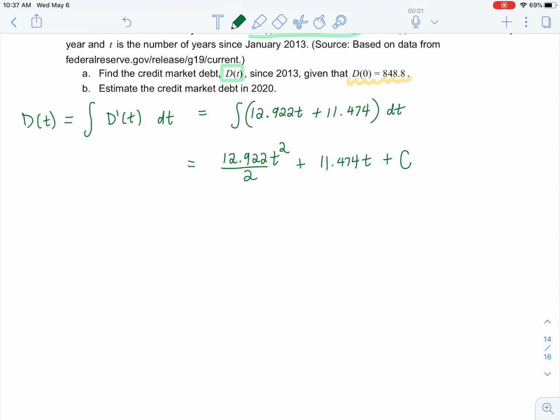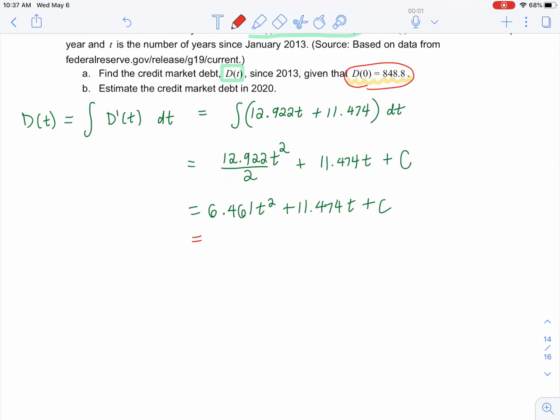Now, I don't want to call this d of t yet because I want to find what c is. Let me see if I can simplify: 12.922 divided by 2 is 6.461 t squared plus 11.474 t plus c. And now we're ready to plug in the initial condition that we were given.